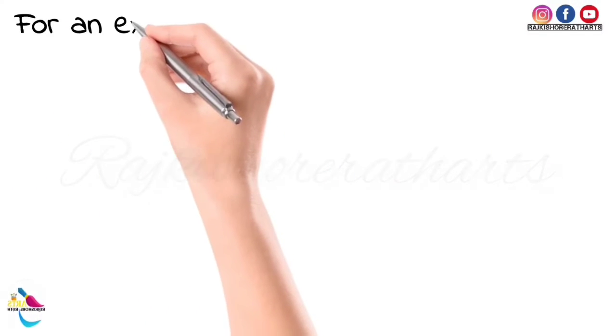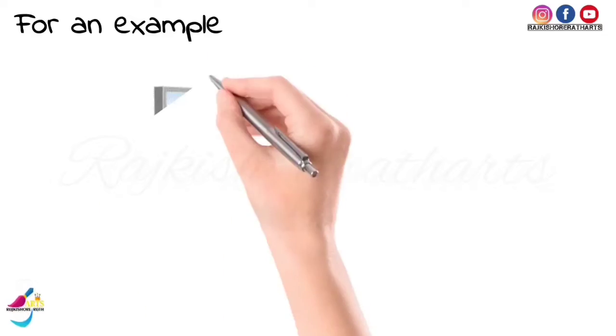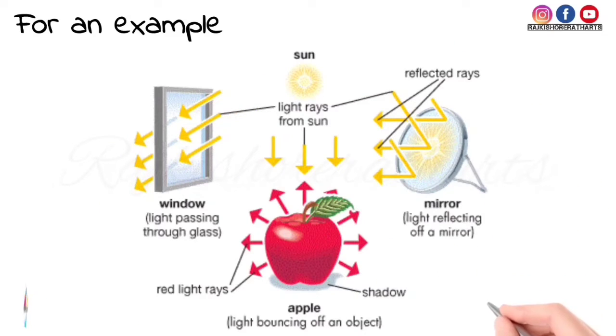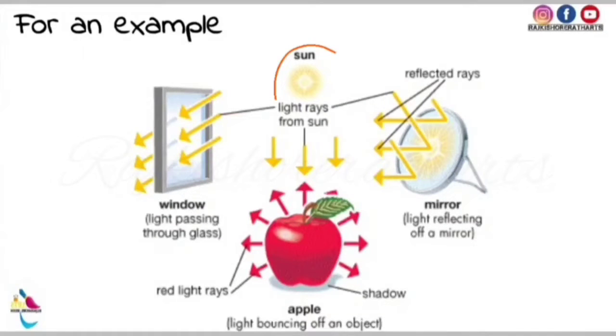For an example, here is an apple. It appears to be red in presence of sunlight. Did you question why? So here is the answer. When sunlight hits the surface of the apple, it reflects the red light and absorbs all other light. So the light that is reflected back is the color of that object.